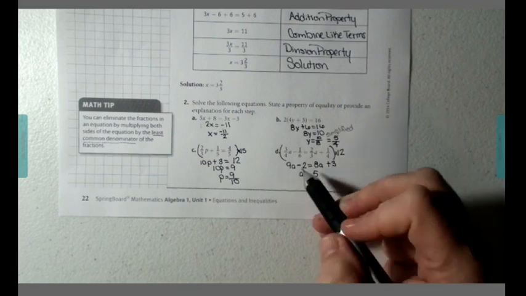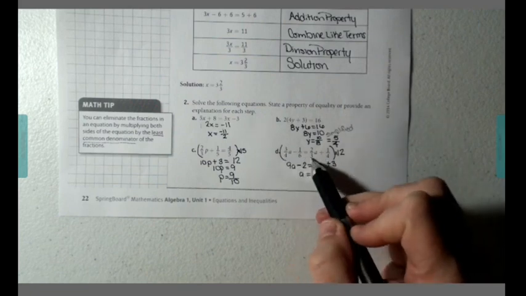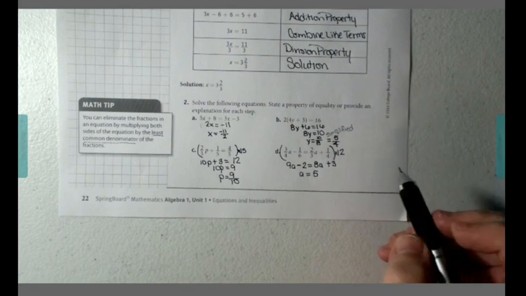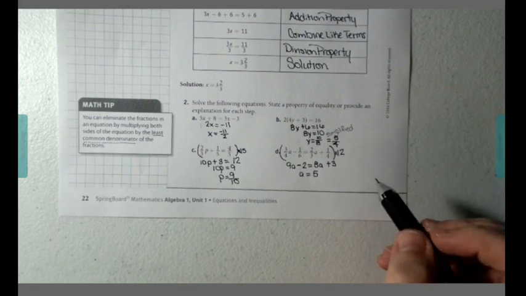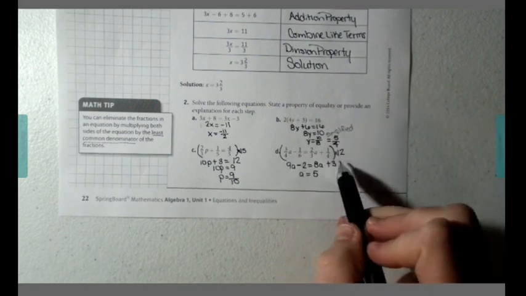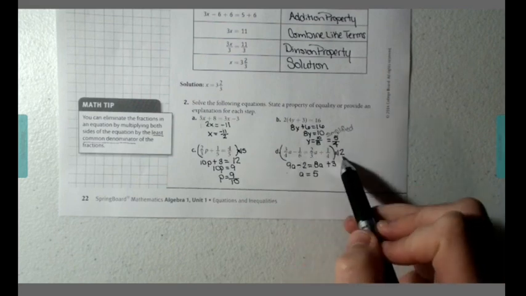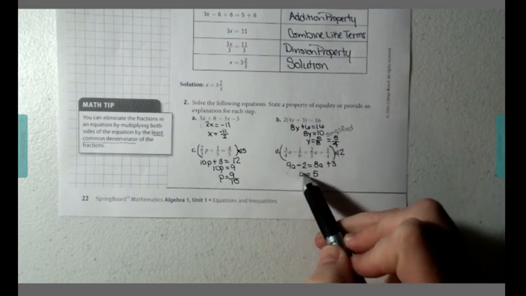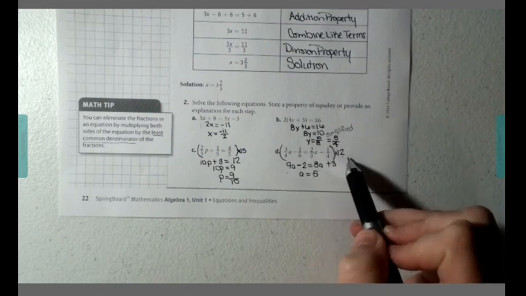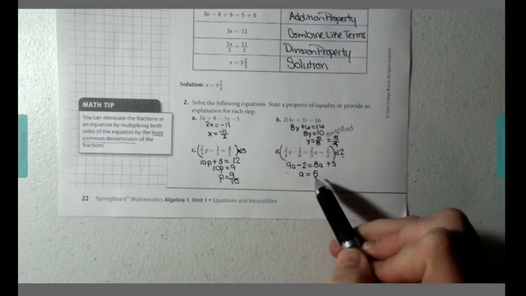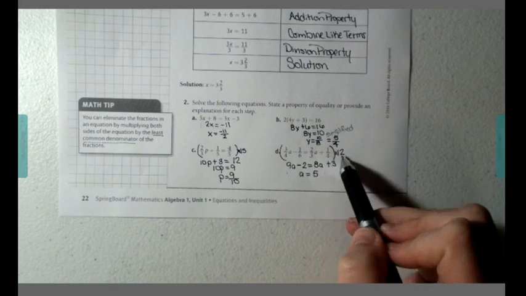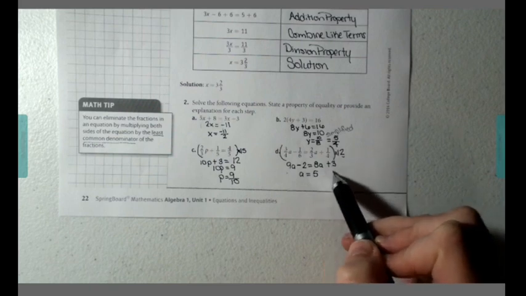In D, I had a 4, a 6, and a 3, and a 4. I said, well, 12 goes into each one of those. So I did 3/4 times 12 is 9. 1/6 times 12 is 2. 2/3 times 12 is 8. And 1/4 times 12 is 3.